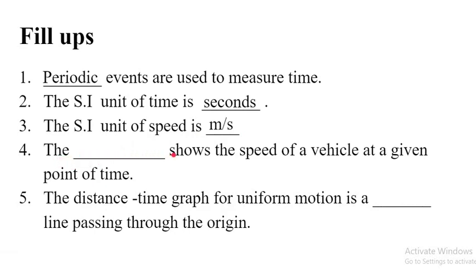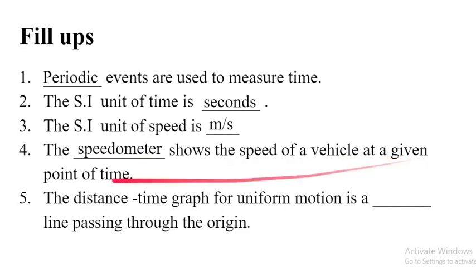The dash shows the speed of a vehicle at a given point of time. Yes, the speedometer shows the speed of a vehicle at a given point of time. You can see the speedometer in bikes and cars. Students, now tell me, what is odometer? Yes, odometer measures the distance travelled in meters.